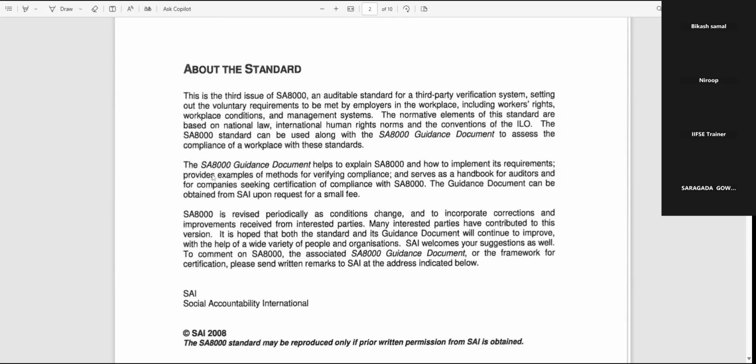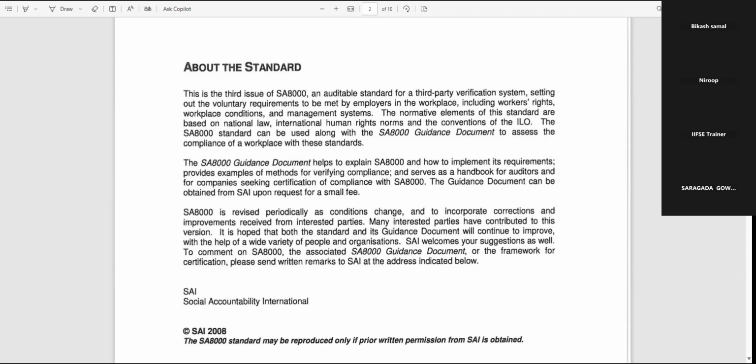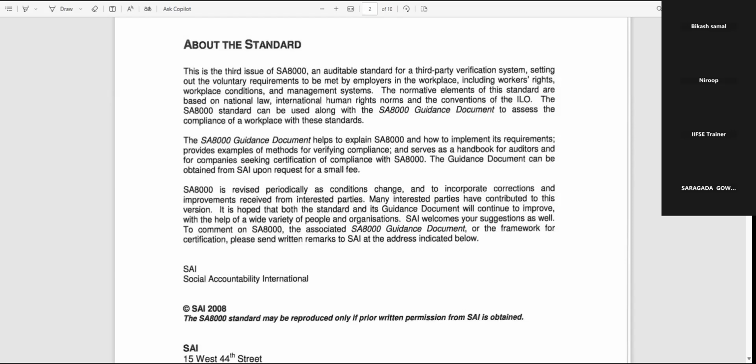Okay. The SA 8000 guidance document helps in explaining how to implement its requirements and provides examples of methods for verifying compliance. It serves as a handbook for auditors and also for companies seeking certification for compliance with SA 8000. So basically, who will implement this? It is basically a social standard, majorly focusing on the social aspects.